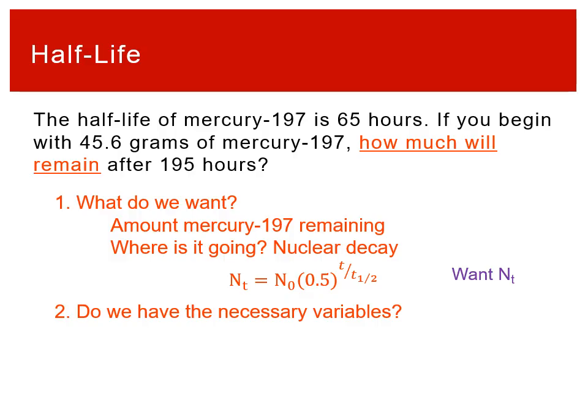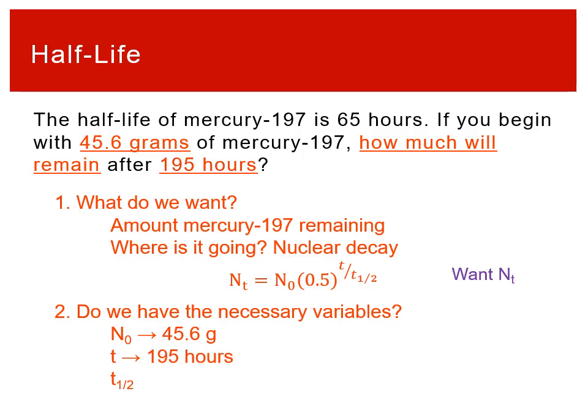So do we have the other variables? The other variables we would need are N0, T, and the T 1/2. N0 is going to be the initial amount that we start with. We are told that we begin with 45.6 grams. If you begin or start with, those are the kind of words we're looking for when we're talking about N0. For time, T, we can see that we're given 2 values: 65 hours and 195 hours.